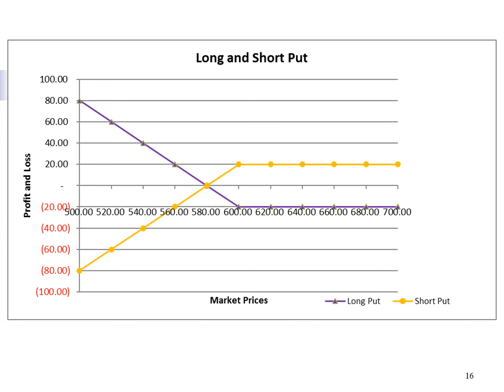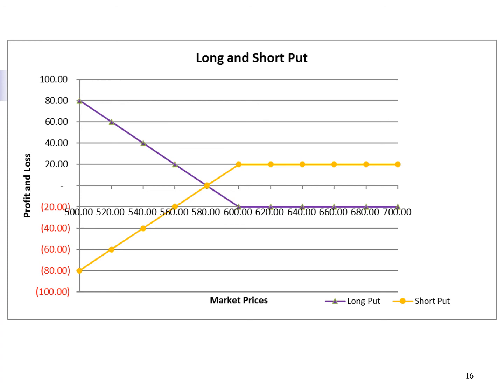The put seller is in a profit position until the stock price falls below $580, which is the strike price of $600 minus the put premium of $20. For market price below $580, the put seller's loss per share will rise dollar for dollar as the underlying market price declines. The put seller has limited profit potential and loss potential that is limited only by the fact that the underlying asset price can fall no lower than zero.